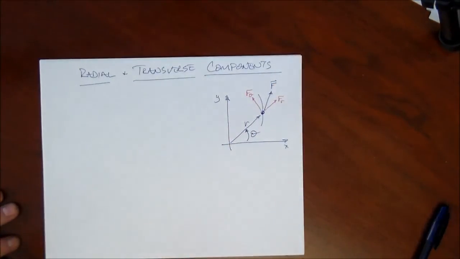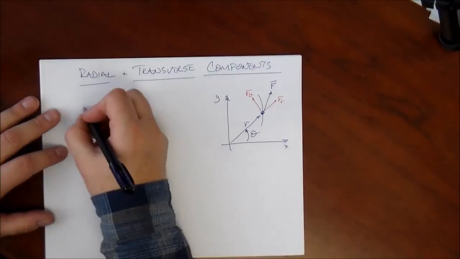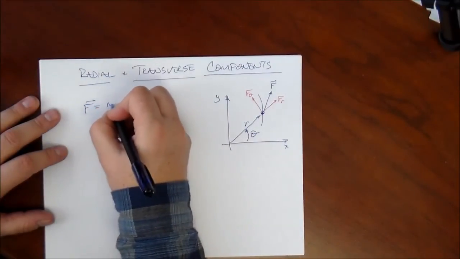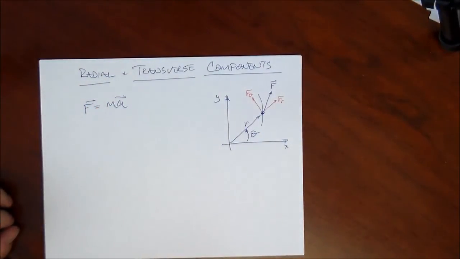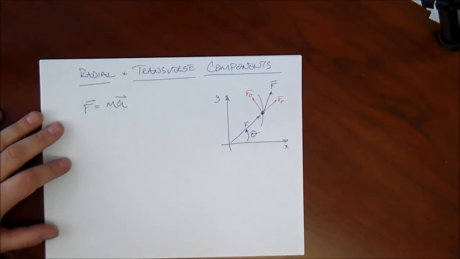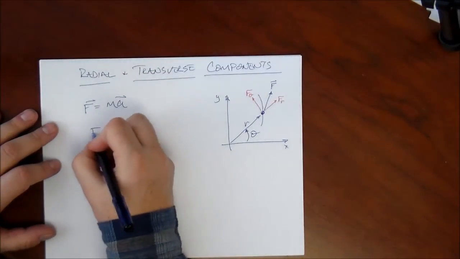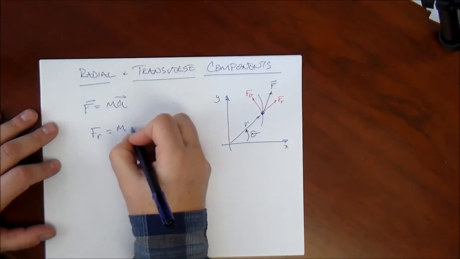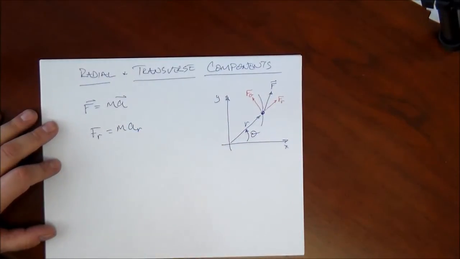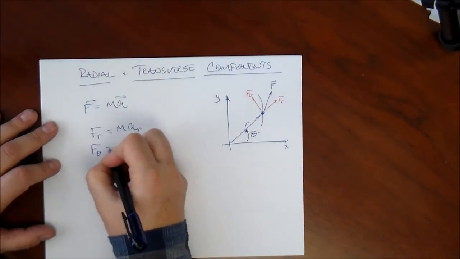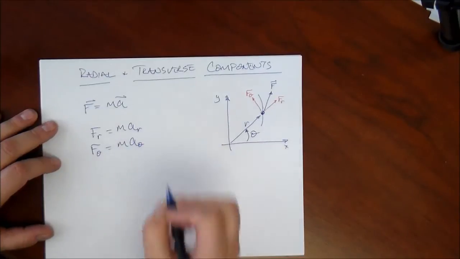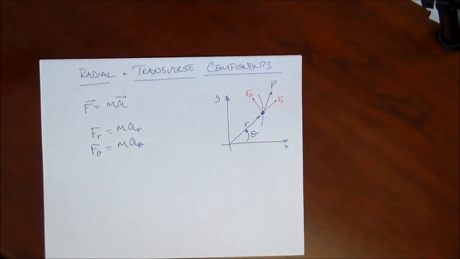I can decompose that force into the radial component and the transverse component, like that. So, if the total force is mass times acceleration, still Newton's second law, in components, I'll have the radial force equals the mass times the acceleration in the radial direction, and the transverse force is the mass times the acceleration in the transverse direction.